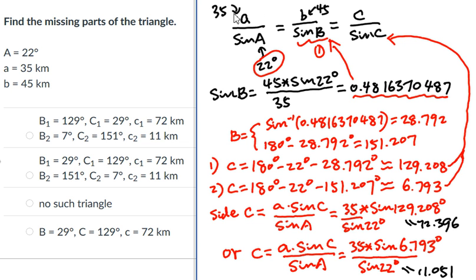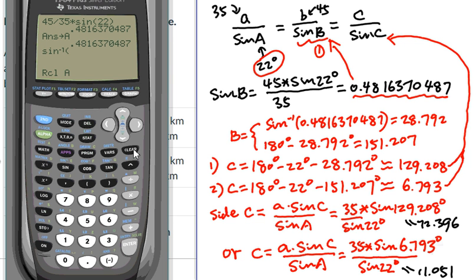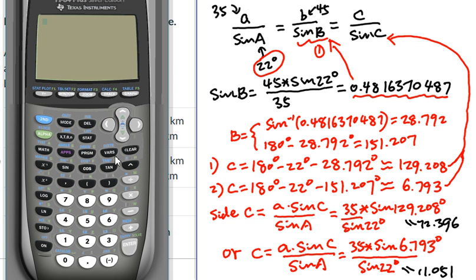Now, here we have a calculator. So let me show you. That will be 45 divided by 35 times sine 22 degrees. You hit enter, you have the answer, which is 0.48163 and something more. So you know this sine value.